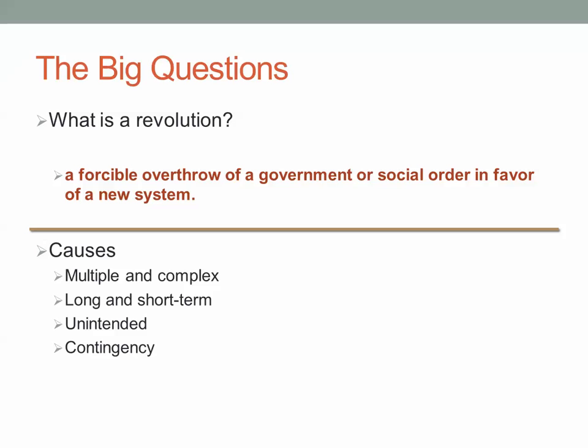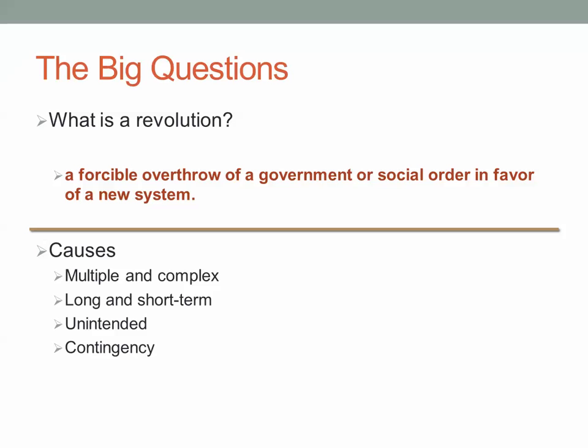And there's also something that we call contingency. Contingency means that events were not preordained. Events didn't have to happen the way they did. And especially with the French Revolution, we see that events unfold day by day, in an unpredictable fashion. And now with hindsight, we look at the revolution and we say, well, this is how it was supposed to happen. But that's not necessarily the case.